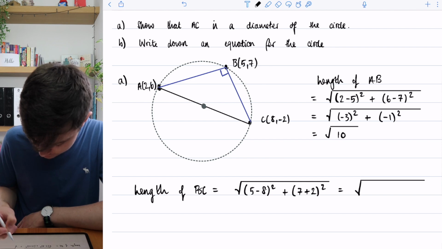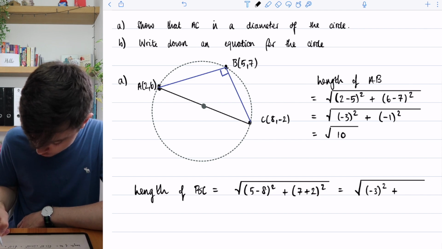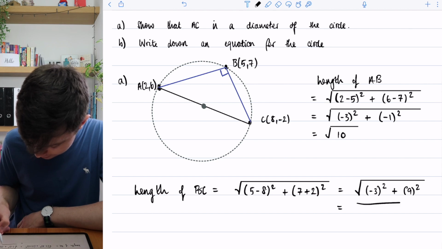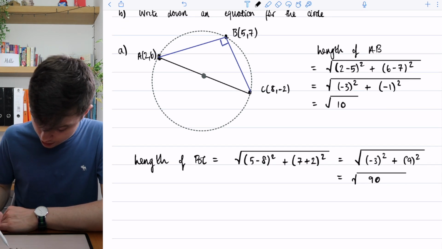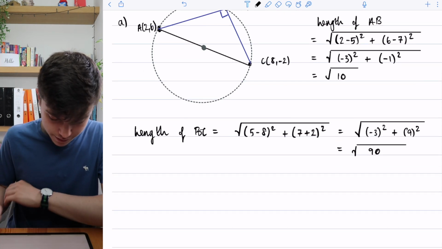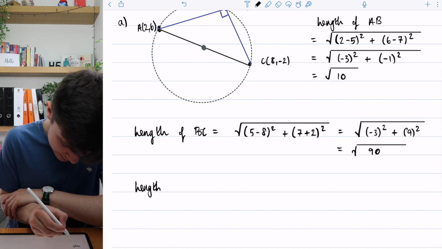That's going to give me the square root of 5 minus 8 is minus 3. Square that, plus 9 squared. That's going to be 9 plus 81, which is the square root of 90. Okay, 9 plus 81, that's correct. Then let's work out the length of AC.